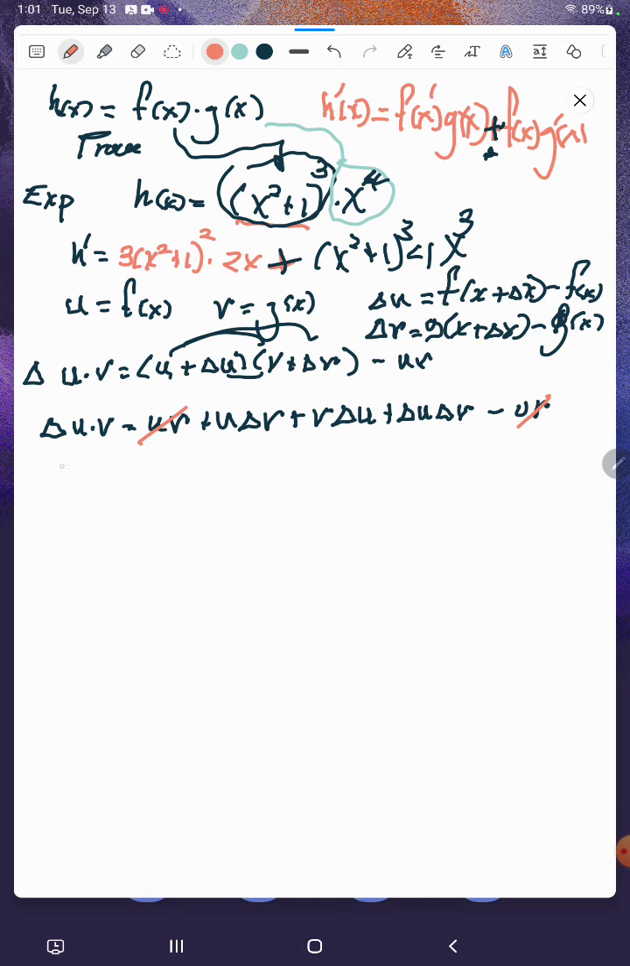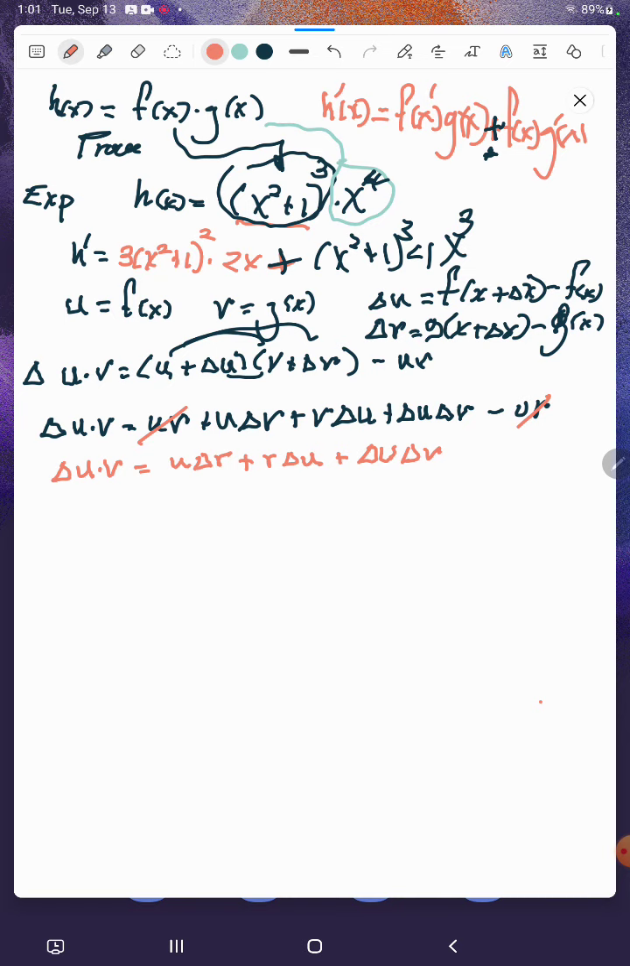So that what I have now would be the change in U times V equals U times the change in V, I'm just copying it down, plus V times the change in U. Okay, and then that's going to be plus the change in U times the change in V. That's what I have so far, right? And let me show you how that looks maybe geometrically.